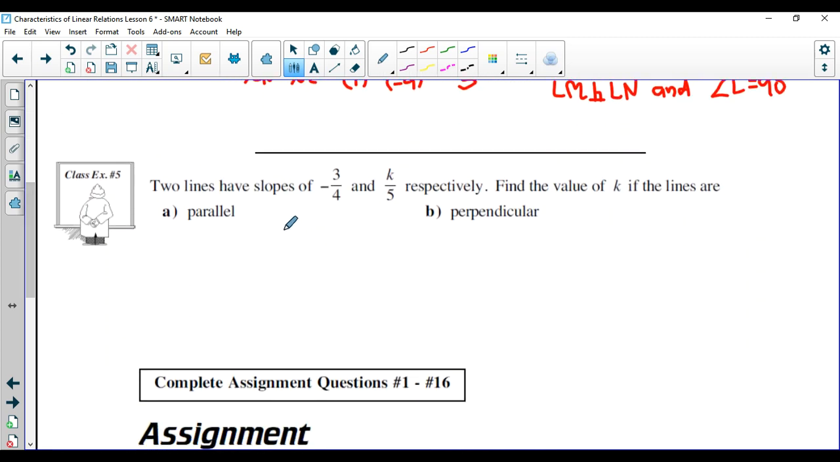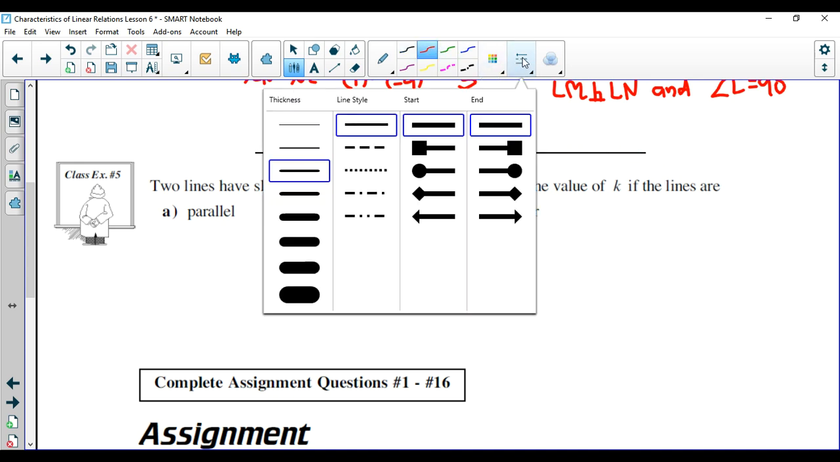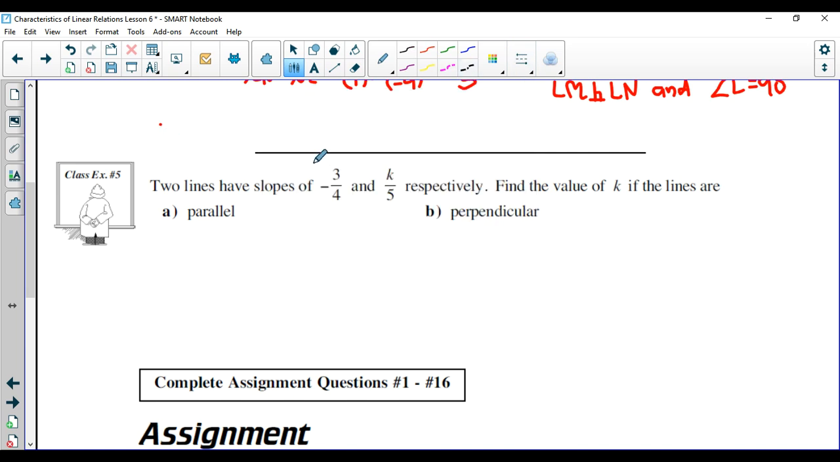Okay, one more. It says two lines have slopes of negative 3 over 4 and k over 5 respectively. Find the value of k if the lines are parallel or if the lines are perpendicular. Okay, so let's label these. We're going to call this guy slope 1, and we're going to call this one slope 2. Now, if two line segments are parallel, they have the exact same slope. So that would tell you that M1 is equal to M2. Therefore, we can write negative 3 over 4 would be equal to k over 5.